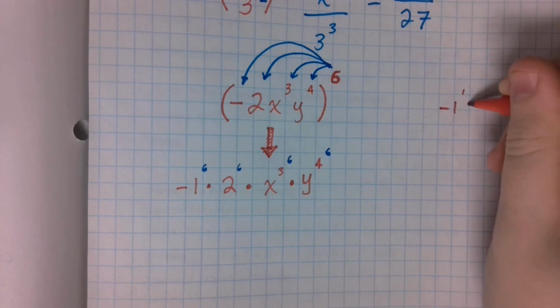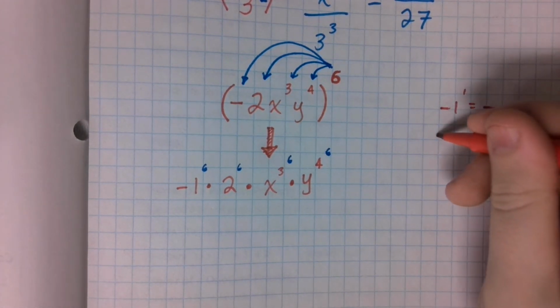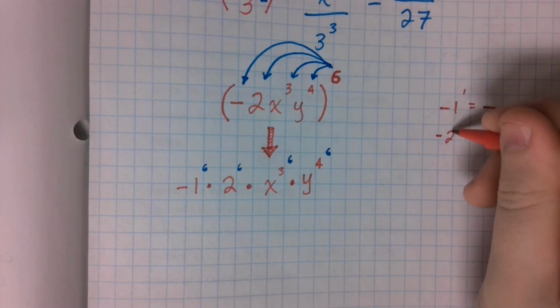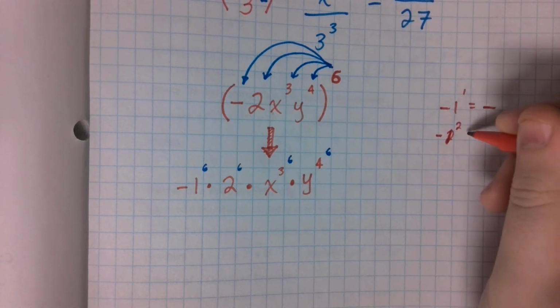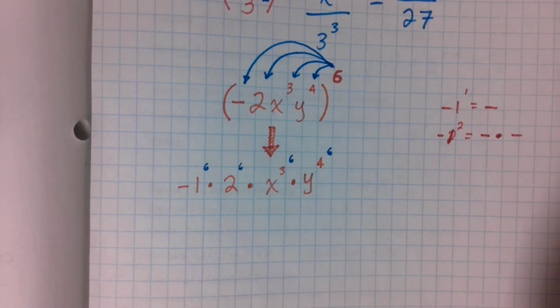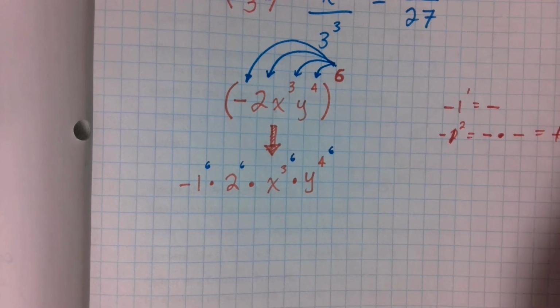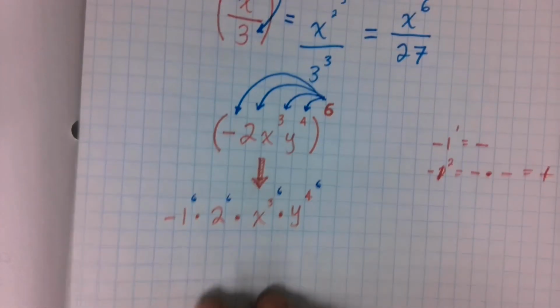Negative 1 to the first power is just negative 1. There's one negative. But how many negatives are being multiplied together if it's negative 1 to the second power? Well, it's a negative times a negative. What's a negative times a negative? A positive, so it would be positive 1.